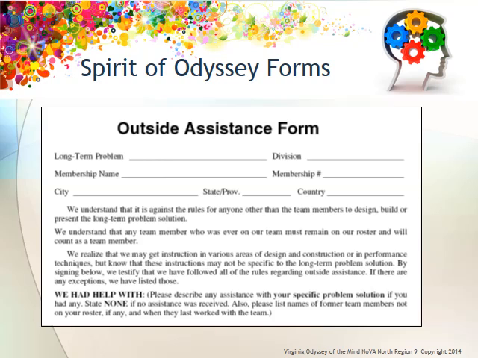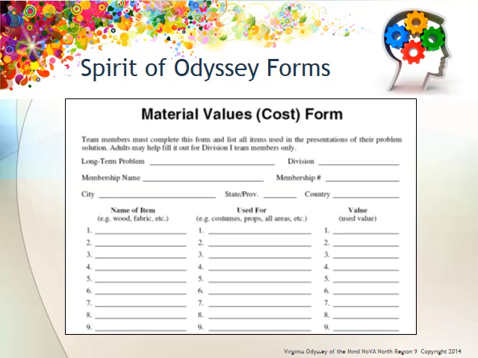The outside assistance form reports any ideas, props, or costumes that were not entirely created by the 7 team members. The materials cost form gives teams a place to prove that they have not exceeded the maximum value for the problem stated in the problem description.